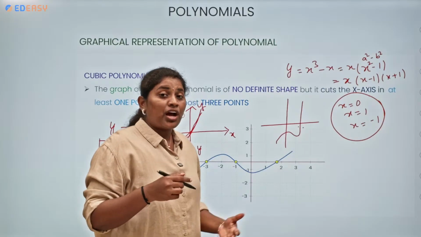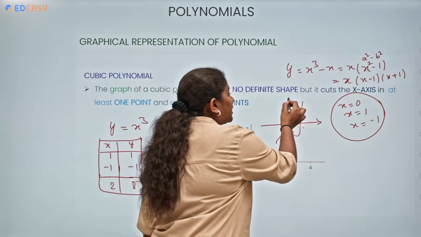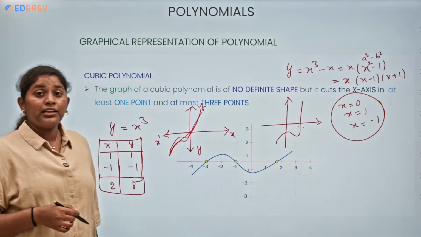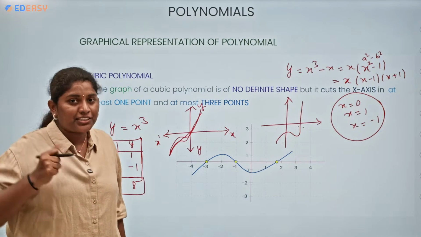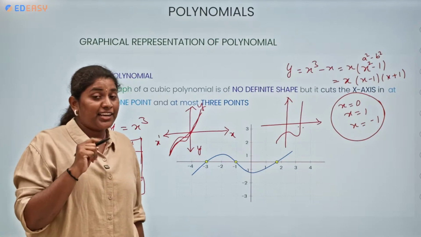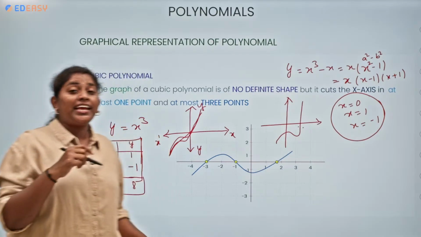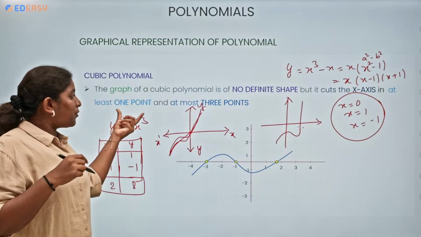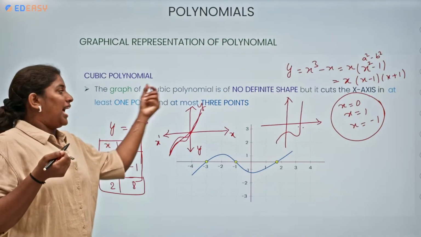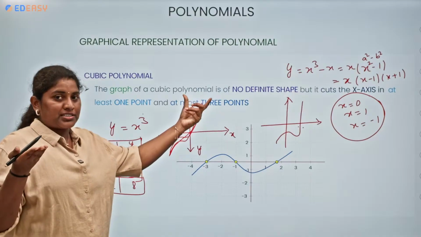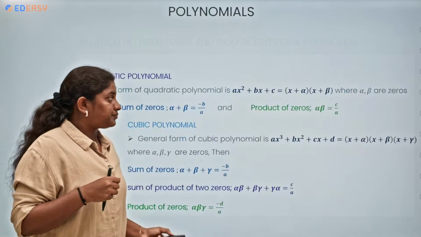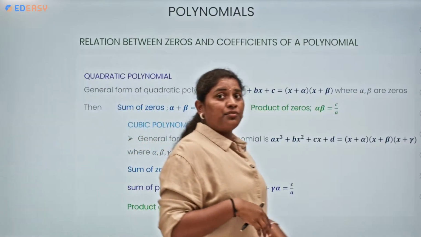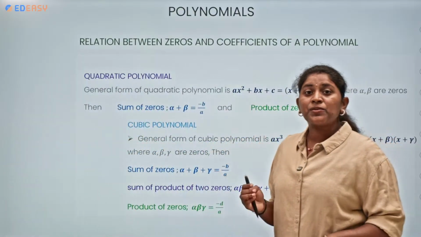Clear? So now coming to here, we can conclude for the cubic polynomial that we are not going to say a particular defined shape, but we can say how many zeros it is having. It is having at least 1 point, that means 1 zero, and at most 3 points, that is your 3 zeros.